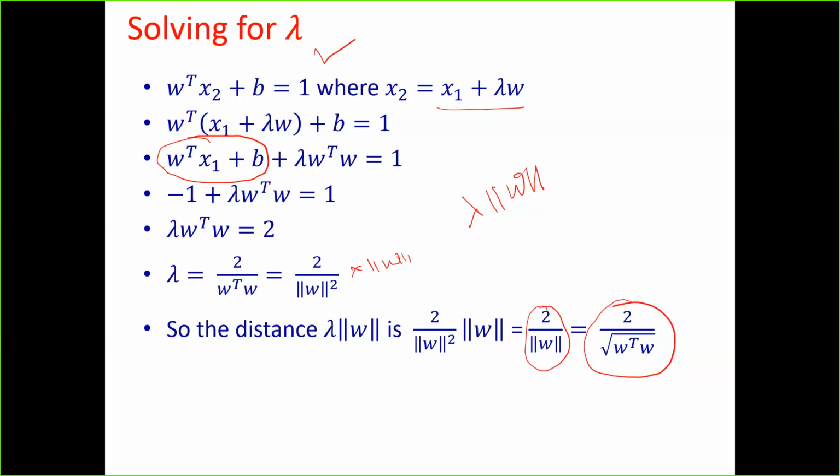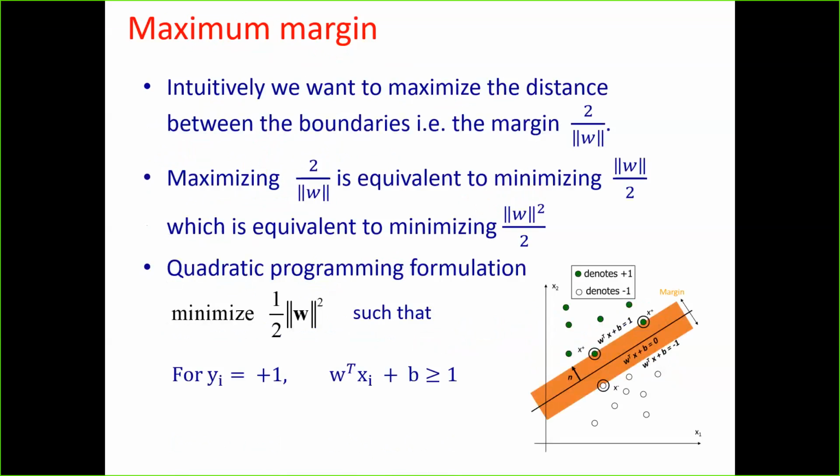Okay, let us simplify it further. So intuitively, we want to maximize the distance between the boundaries. That means the margin, 2 by mod W. I'm not writing mod W every time just for the sake of convenience, but you can refer to the slides and get that. So maximizing 2 by mod W is equivalent to minimizing mod W by 2. Agree?